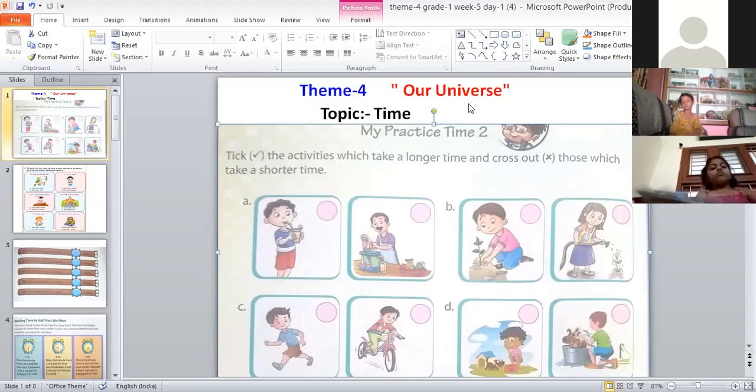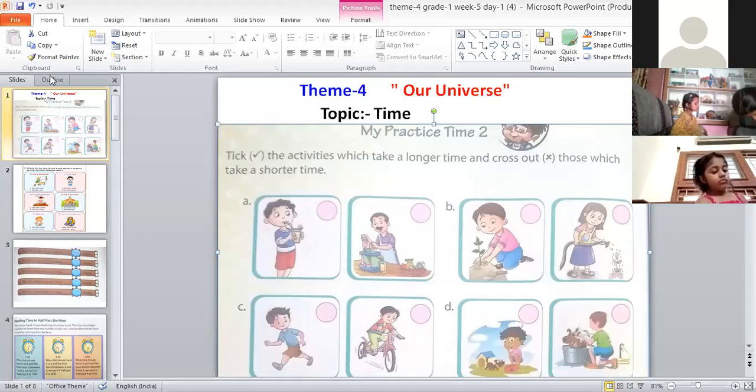Right, daily we do so many activities, but there are few activities which take more time and there are few activities which take less time. Like brushing our teeth will take less time and taking bath will take more time. Right, if you are writing your homework, this will take more time, and having a cup of milk will take less time, right? So we have to see which activity will take more time and which activity will take less time.